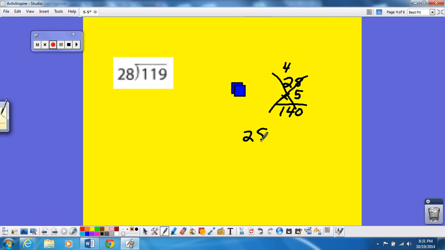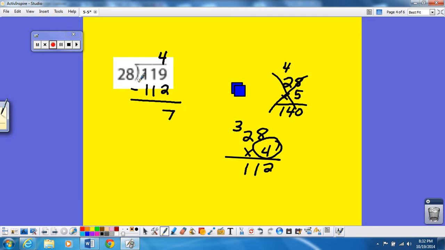Let's try 4. 28 times 4. 4 times 8 is 32. 4 times 2 is 8, plus 3 is 11. Look, I'm very close to 119 and I'm not over. So I know that 28 is going to go into 119 4 times. I know 4 times 28 is 112 because I just worked it out. Now if I subtract, my remainder is less than my divisor, so I know I'm in good shape, and my answer is 4, remainder 7.